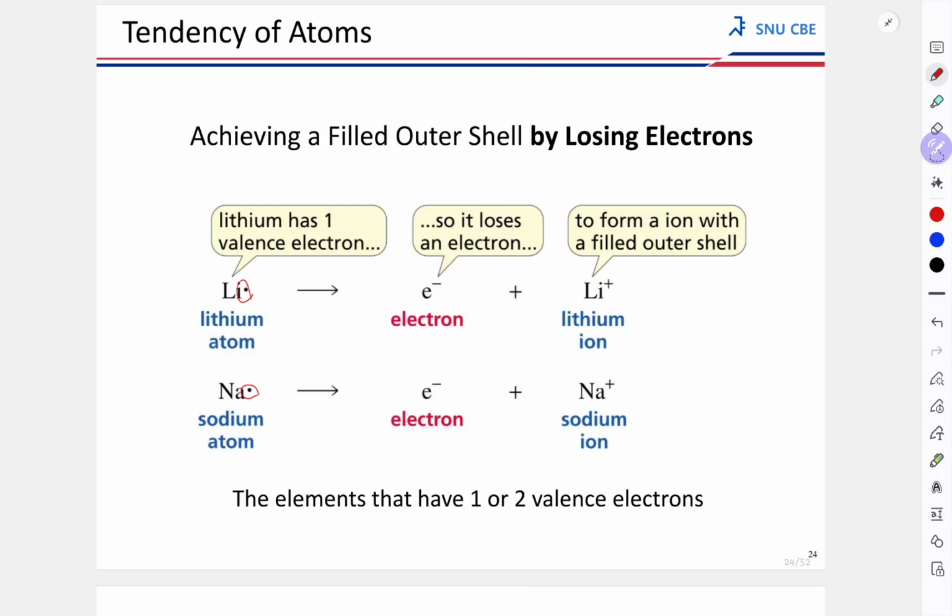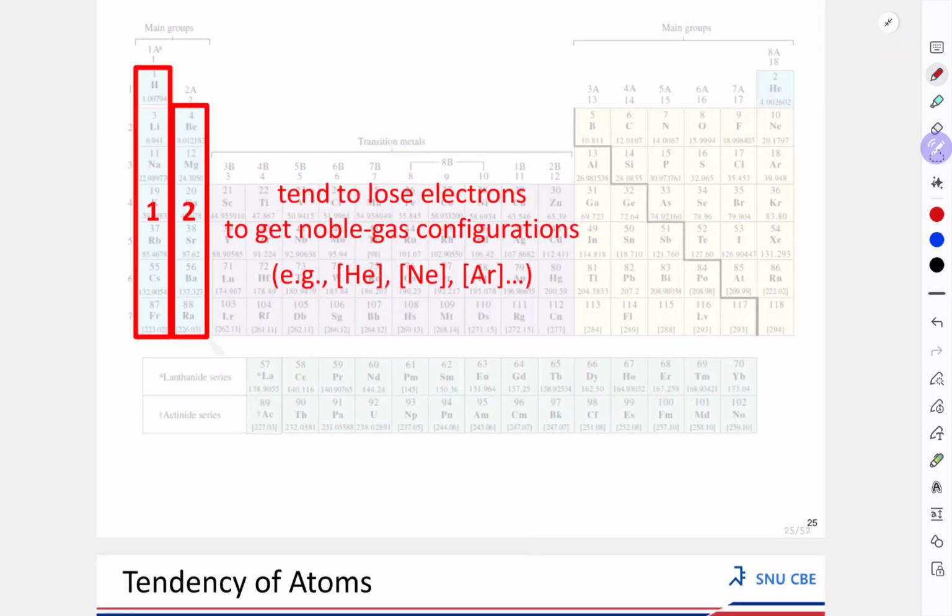And these elements have one valence electron, and the same tendency can be found with species having two valence electrons as well. So the elements located in these columns of the periodic table tend to lose one or two valence electrons to get the noble gas configuration. And they will be very stable.